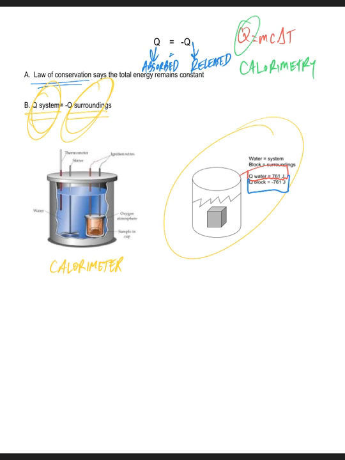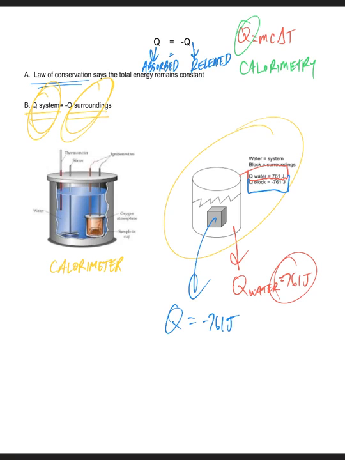So it's telling you that the water is absorbing 761 joules of energy. Well, if the water is absorbing 761 joules of energy, then that means that the block must be releasing 761 joules of energy, because energy can't be created or destroyed. So however much energy is taken in by that water is equal to how much energy is released by the system. And in this case, that is that metal block there in the calorimeter.